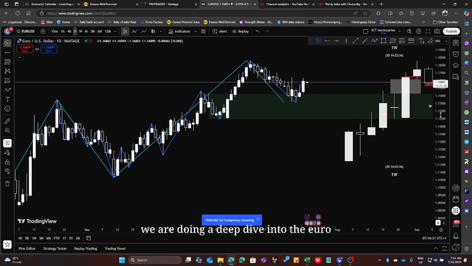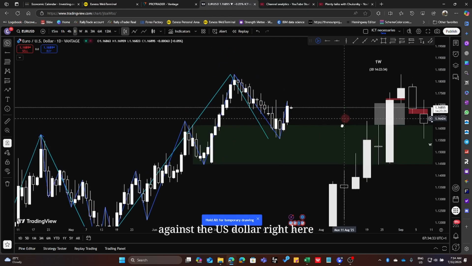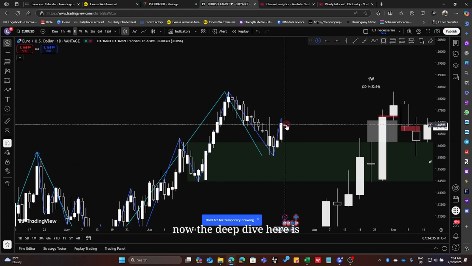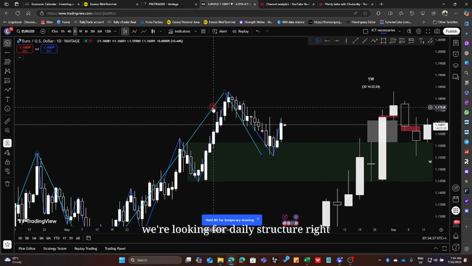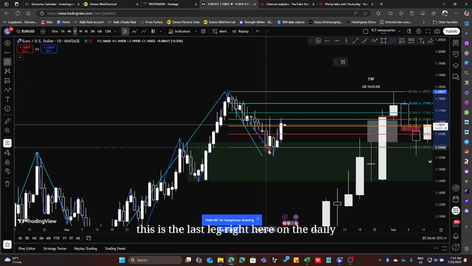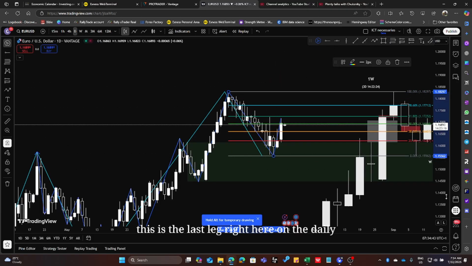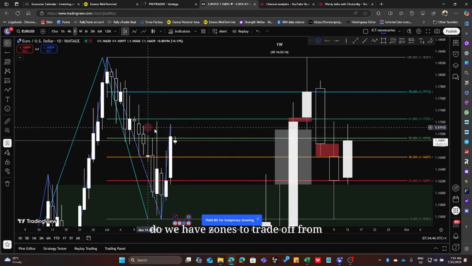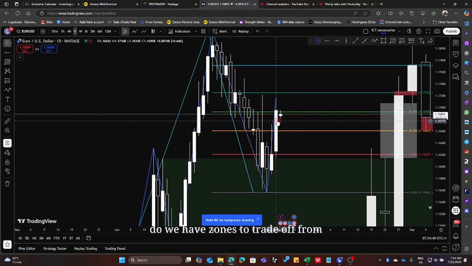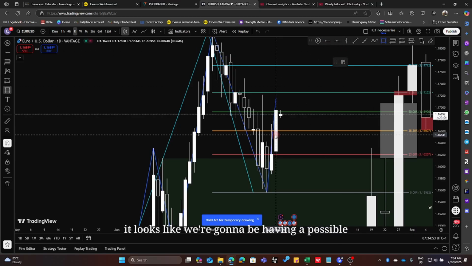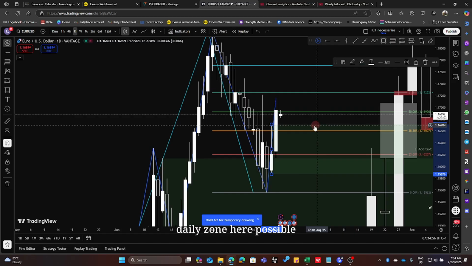We are doing a deep dive into the euro against the US dollar right here. Now the deep dive here is we're looking for daily structure within the last sets of legs. This is the last leg right here on the daily. Now pulling this last leg, do we have zones to trade off from? Currently it looks like we're going to be having a possible daily zone here.